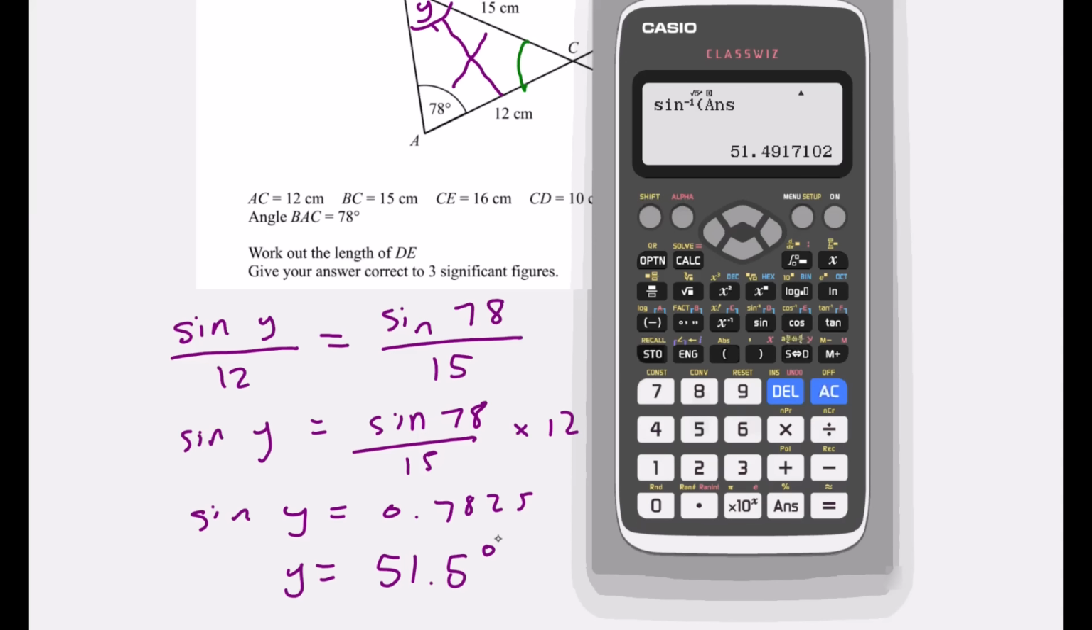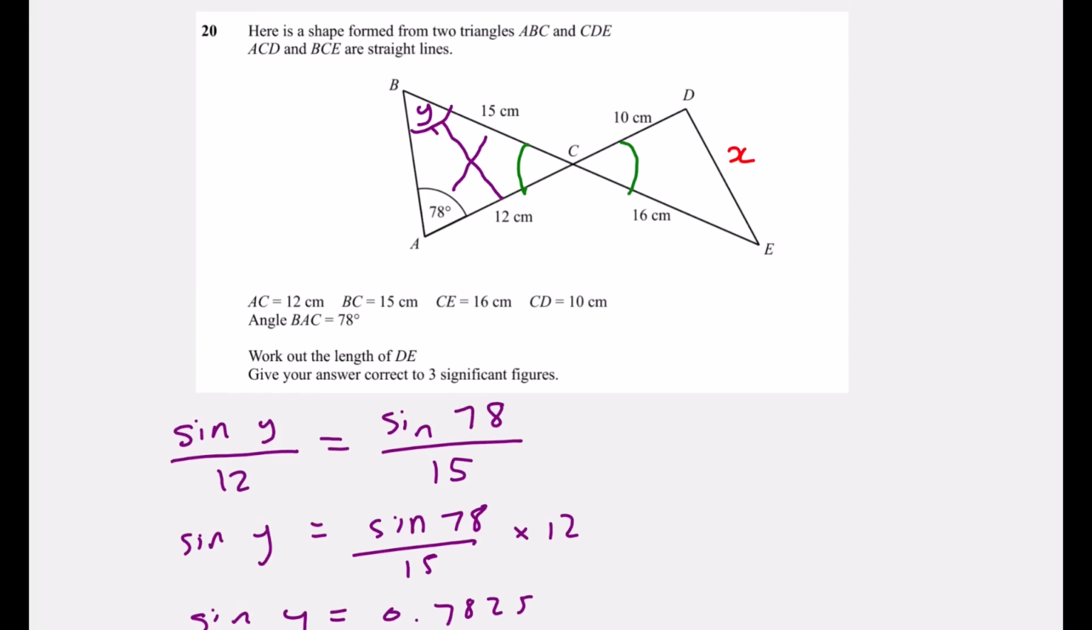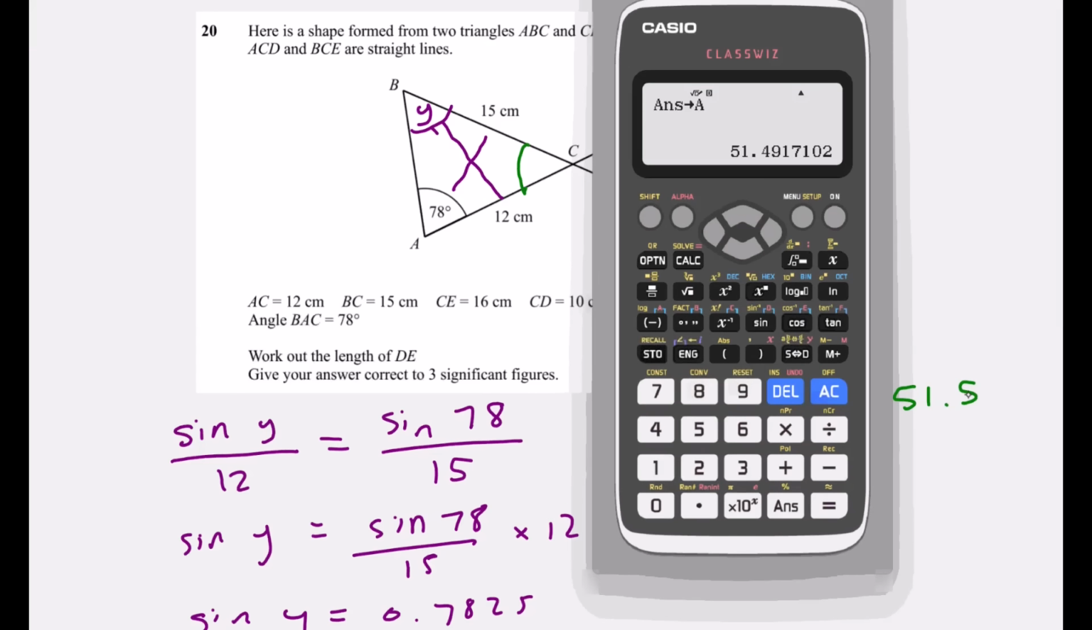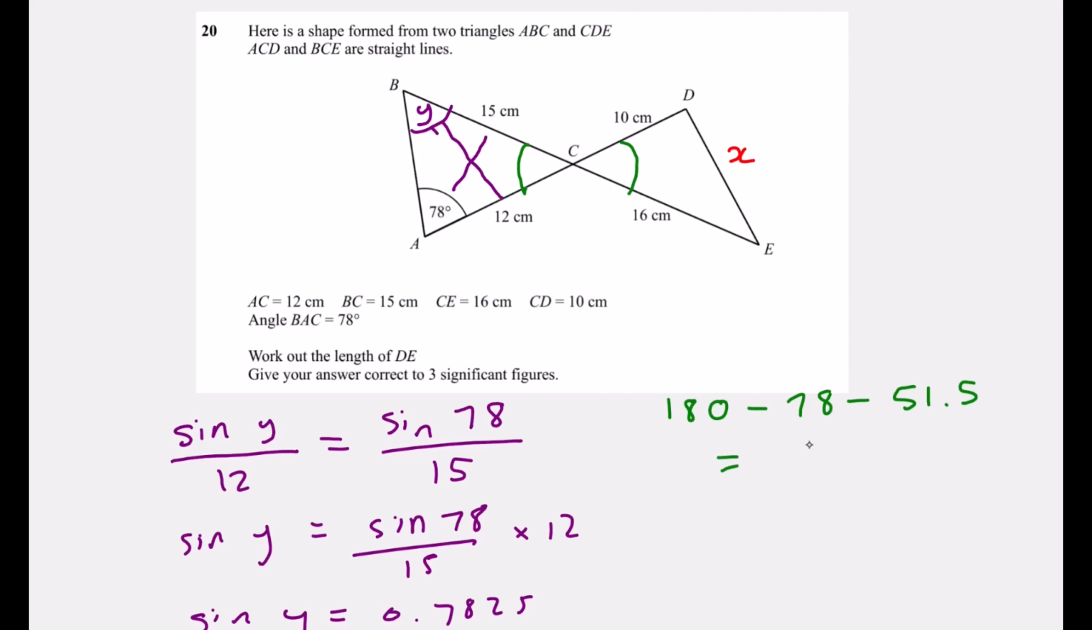I'm keeping this number here. If you want to, you can press store and save it, so it's available in your calculator as that letter. We can then find the green angle, 180, take away 78, take away our answer. So 180, take away answer, take away 78, 50.5. So 50.5 is the green angle.